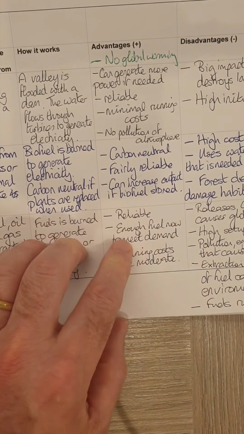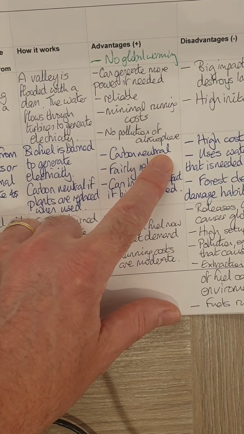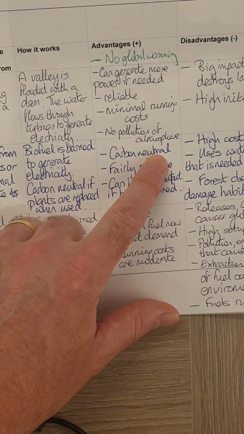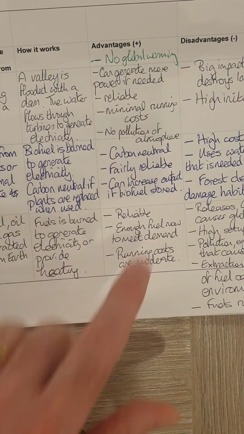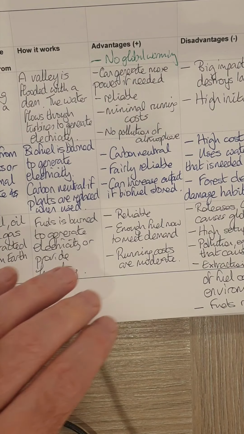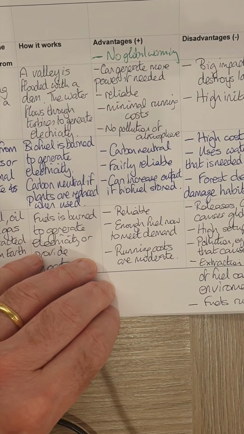The biofuels, the advantages, well, we say carbon neutral. It does release CO2, so that contributes to global warming, but then by growing plants, the CO2 is then removed from the atmosphere by the plants. So overall, the idea is that there is no CO2 increase overall.